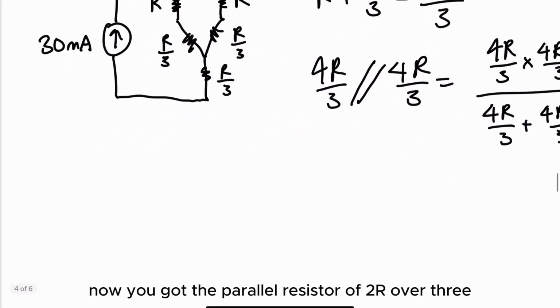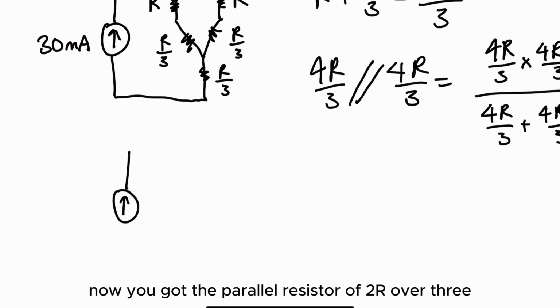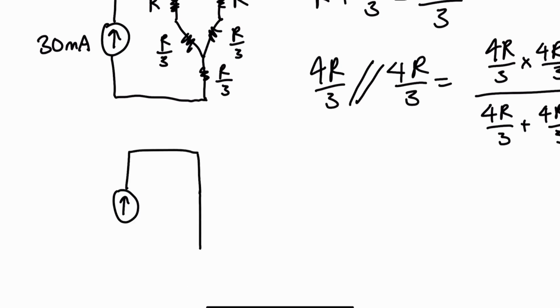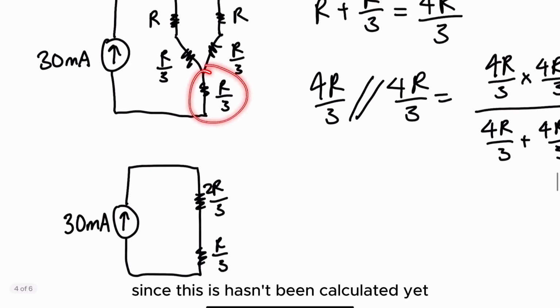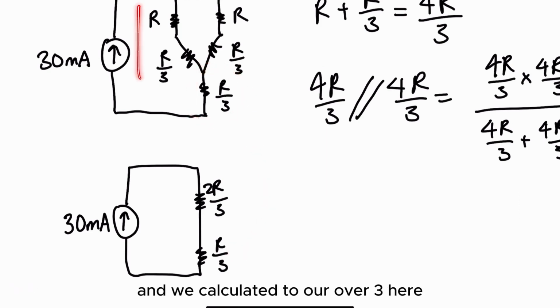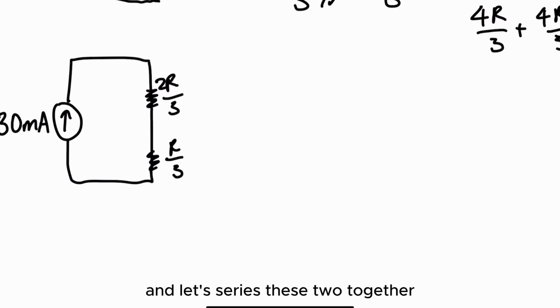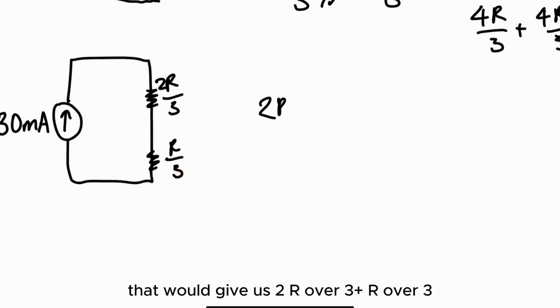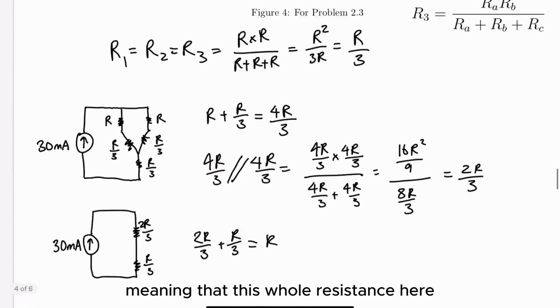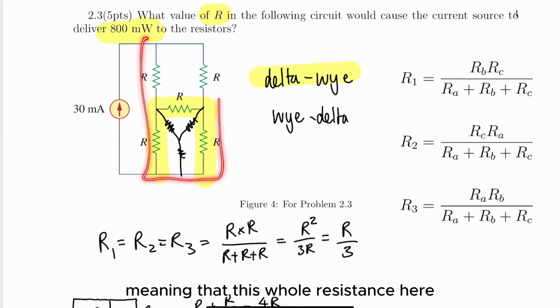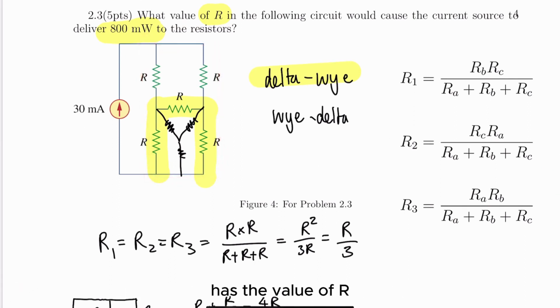Now, you've got the parallel resistor of 2R over 3 here. Since this hasn't been calculated yet, and we calculated 2R over 3 here, let's put these two in series. That would give us 2R over 3 plus R over 3, which gives us R. Meaning that this whole resistance here has the value of R.